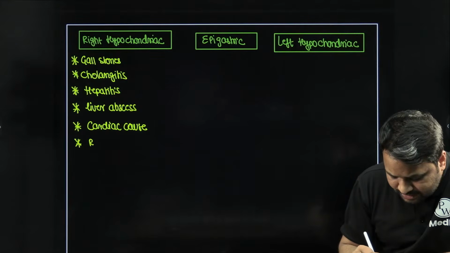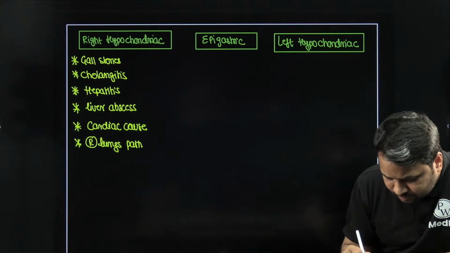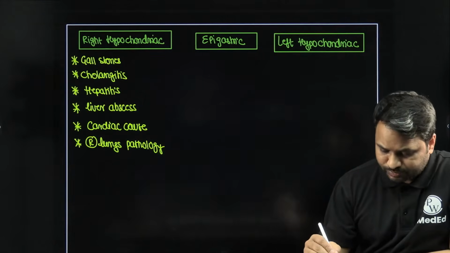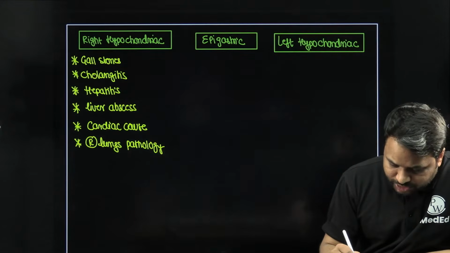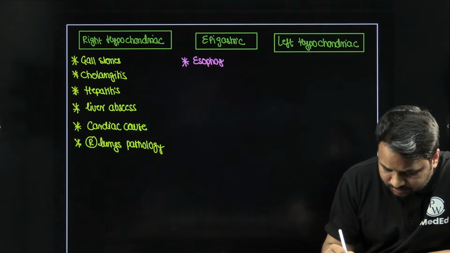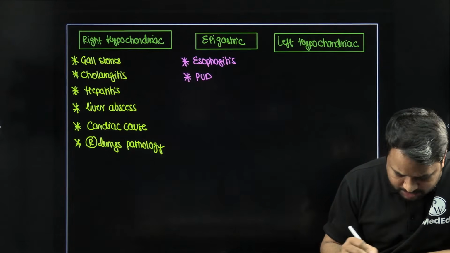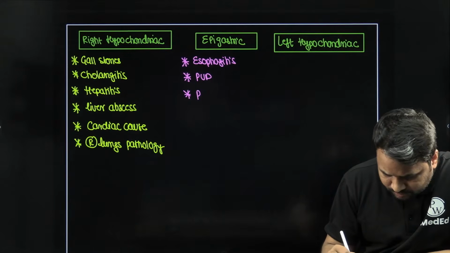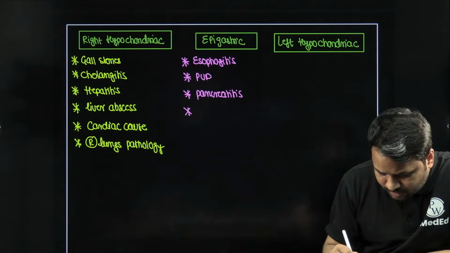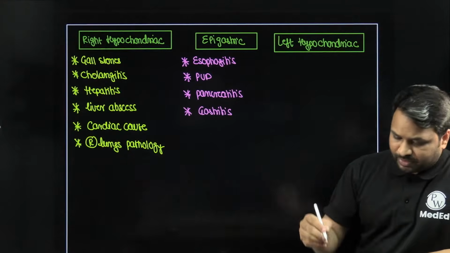Then you have right-sided lung pathology, because right hypochondriac pain is on the right hypochondriac region. In the epigastric region, they are usually associated with esophagitis, peptic ulcer disease, pancreatitis, and also gastritis. All these will have epigastric pain.